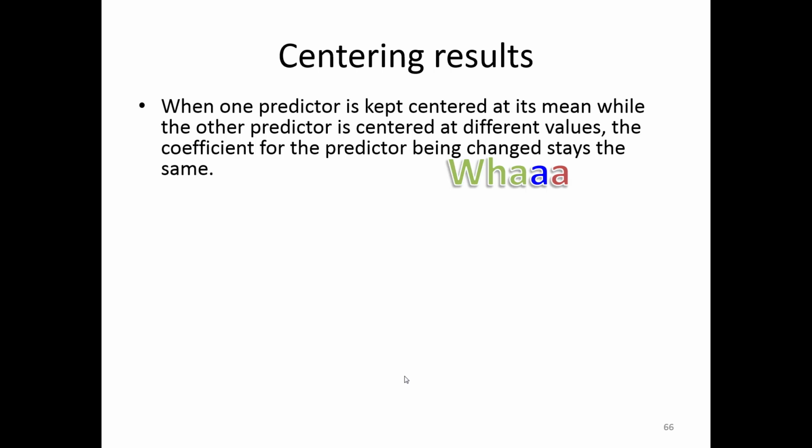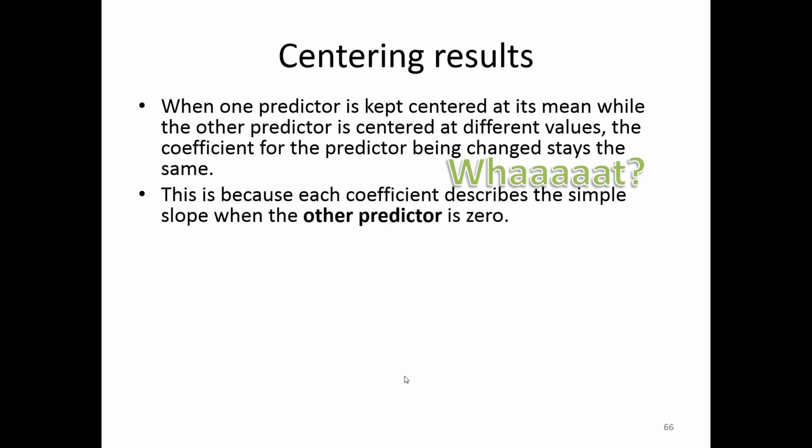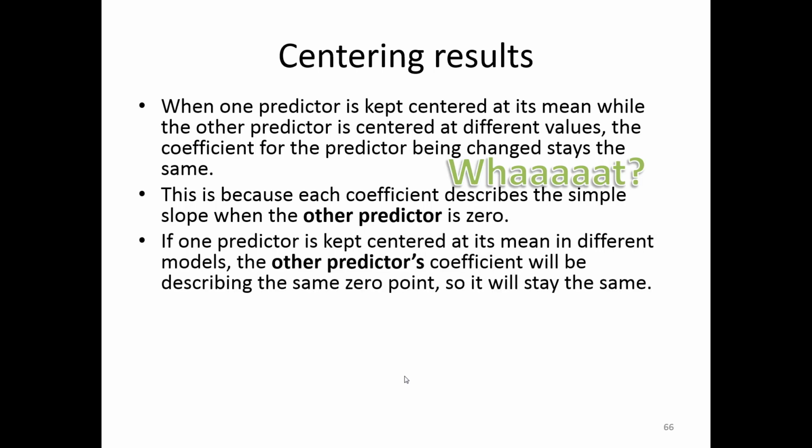Okay, so you might be asking yourself, what is up with this? So this doesn't appear to be intuitively obvious. Okay, but it's because each coefficient describes the simple slope when the other predictor is 0. Okay, so this might take us a minute to wrap our heads around, but this is really what we're doing when we do models with interactions. So we change something to that contextual predictor, and then that changes the relationship of the other predictor, the proximal predictor, and its slope, quantifying the relationship between that predictor and the outcome variable.